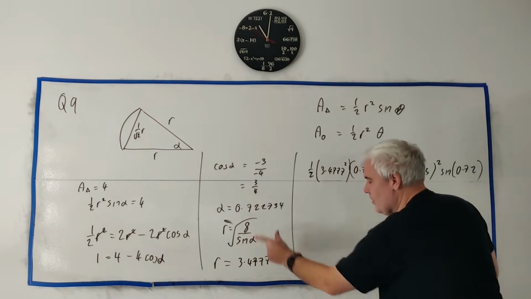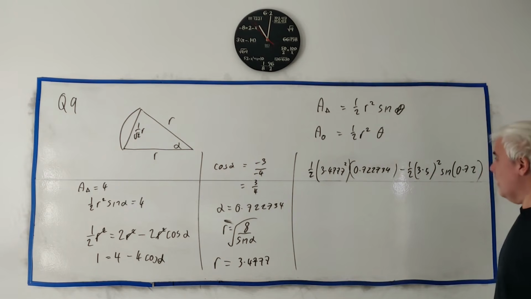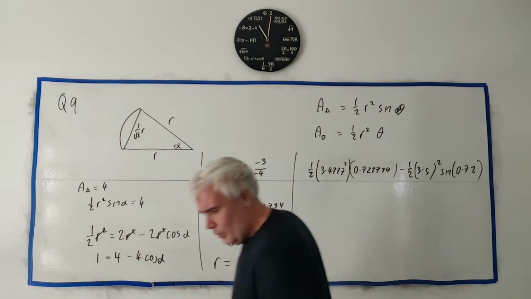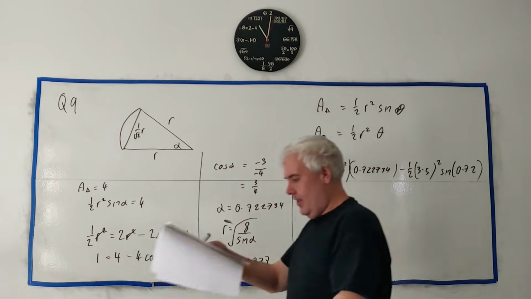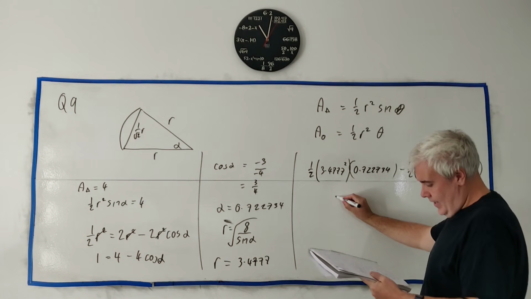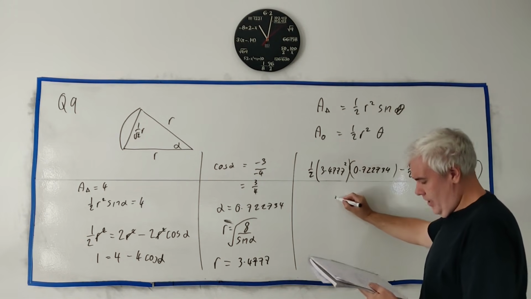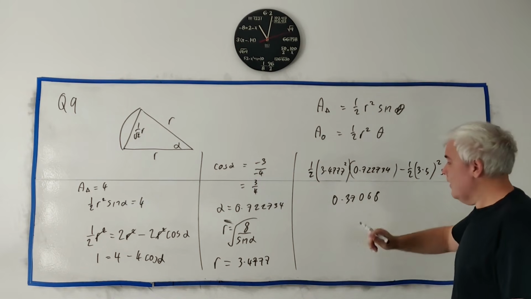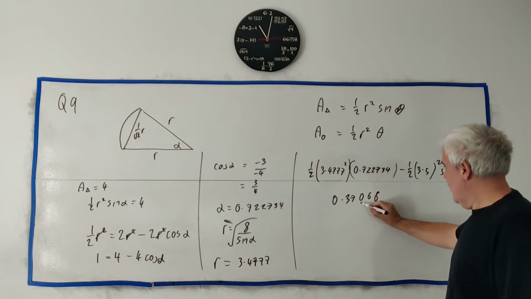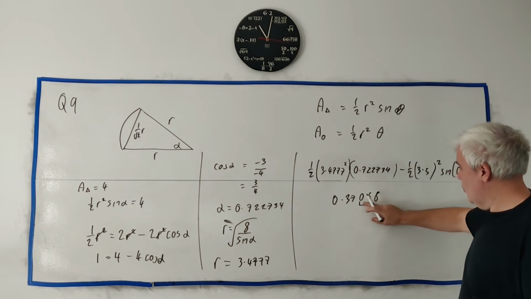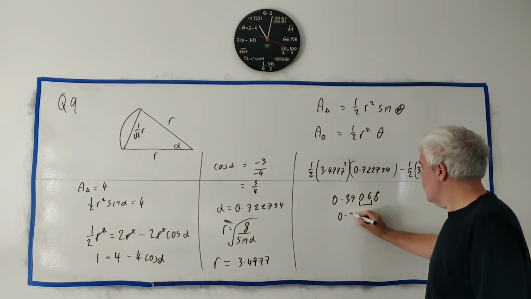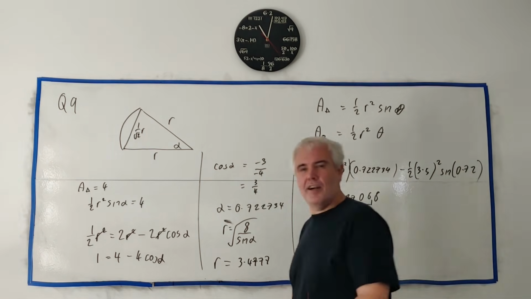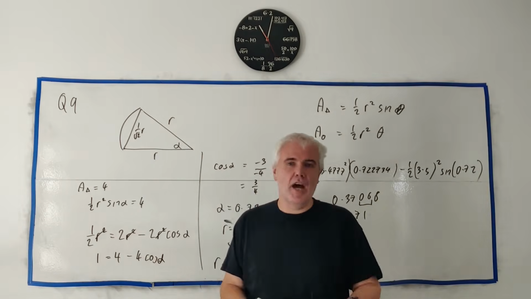Certainly use all the digits here, at least 4 or 5 digits, because for your final answer you want 3 significant figures. Put all that in and we get, let me find my notes, yes, this answer here is 0.37068. They want 3 significant figures. That's this one here. This is closer to 10 than it is to 0. So 0.3701 is our final answer for question 9.